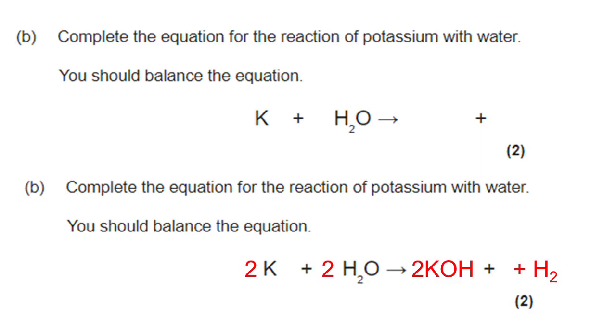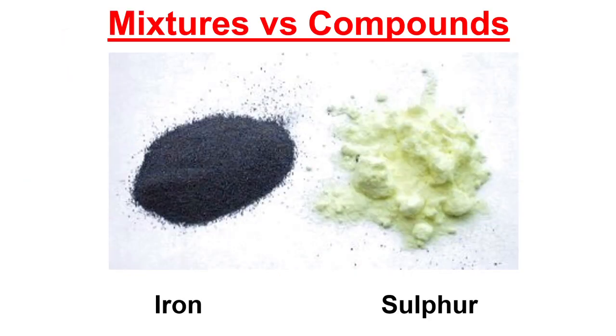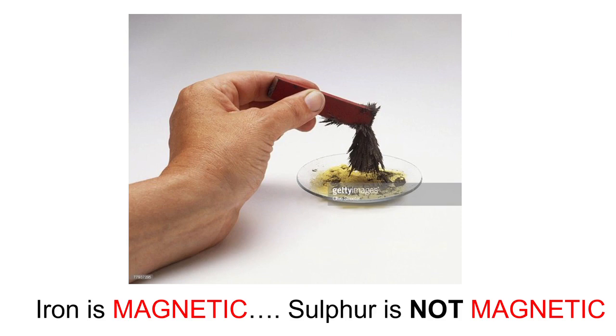So here's an example where you just get 1 mark for the balancing. Okay, next up, mixtures versus compounds. The classic example is iron and sulfur. When I mix iron and sulfur together, I can separate them because iron is magnetic and sulfur is not magnetic. That is a clear example of a mixture.